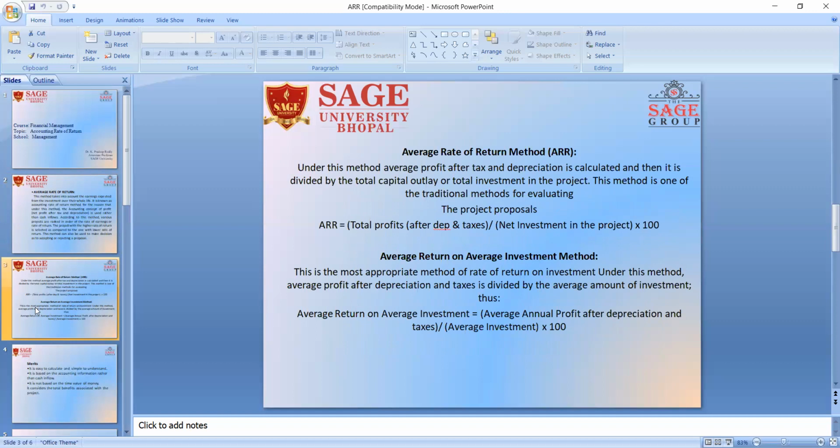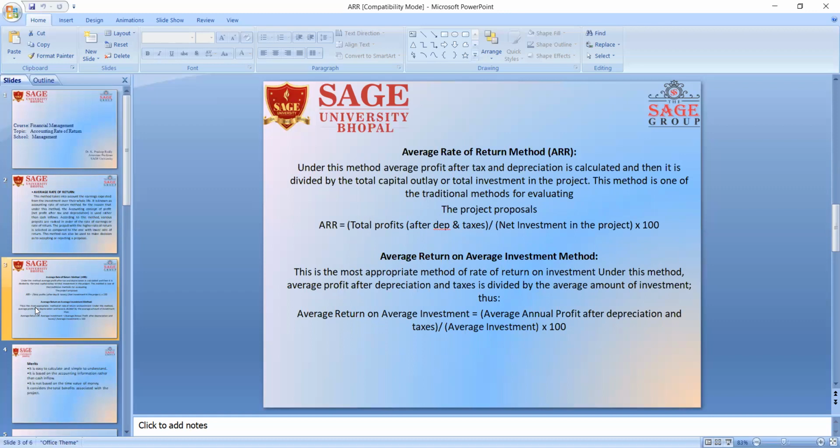Under this method, the profit after tax and depreciation is calculated, and then it is divided by the total capital outlay or the total investment of the project. You can see the formula that has been given here. ARR is equal to total profits after depreciation and taxes divided by net investment in the project into 100, so that we will be getting what is that average return that we are getting from the investment.